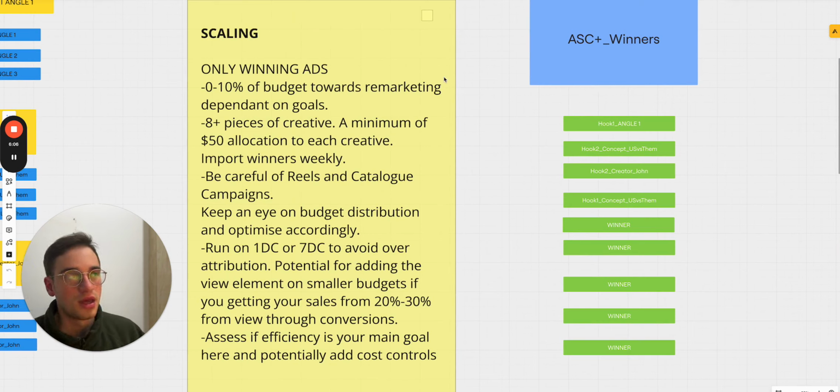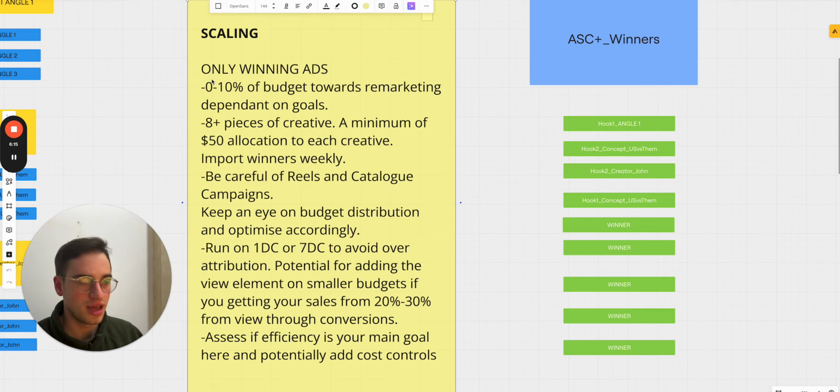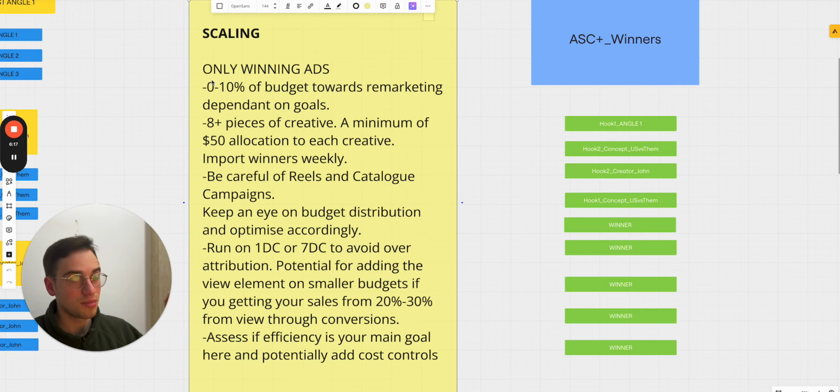Now, big things to mention here. Make sure you have only winning ads. I see this mistake all the time. Just make sure you have only winning ads here. And I highly recommend having a high starting budget and then adjusting as it goes, so probably like 5 times your CPA or something, especially if you just keep kicking this off initially.